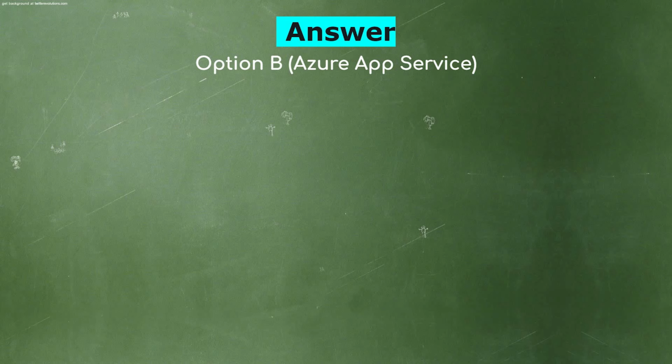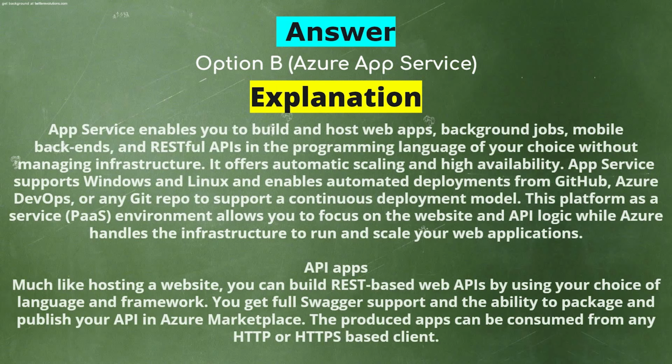Azure App Service. Explanation. App Service enables you to build and host web apps, background jobs, mobile backends, and RESTful APIs in the programming language of your choice without managing infrastructure. It offers automatic scaling and high availability. App Service supports Windows and Linux and enables automated deployments from GitHub, Azure DevOps, or any Git repo to support a continuous deployment model. This platform as a service environment allows you to focus on the website and API logic, while Azure handles the infrastructure to run and scale your web applications.